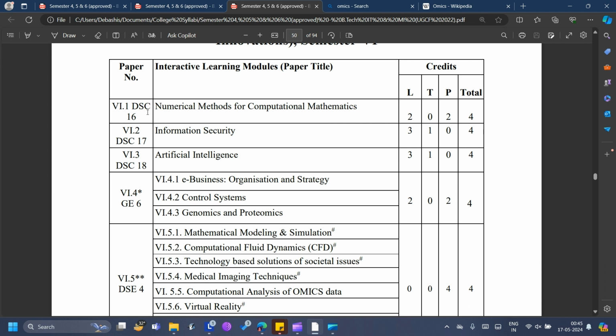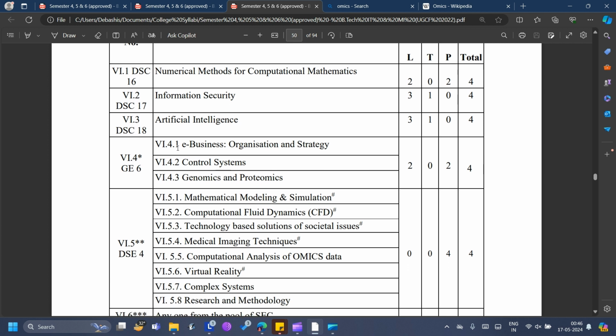And here we have semester 6. Under the DSC courses, you have numerical methods for computational mathematics. You have information security. You have artificial intelligence. Now, numerical methods for computational mathematics follows a 2+2 lecture plus practical credit scheme. The other two follow a 3+1 lecture plus tutorial credit scheme.